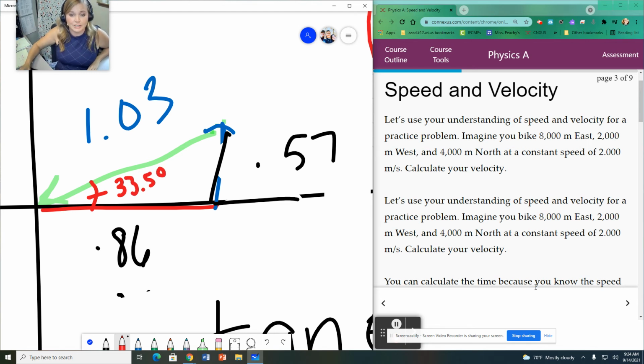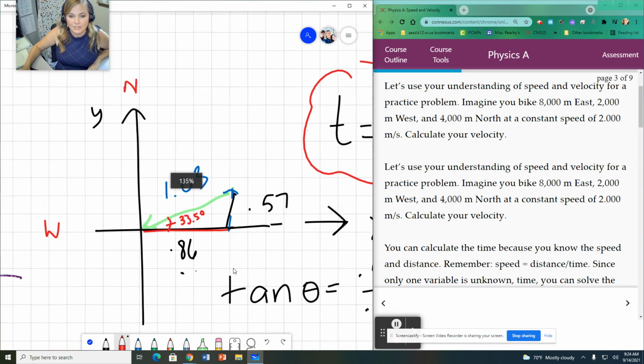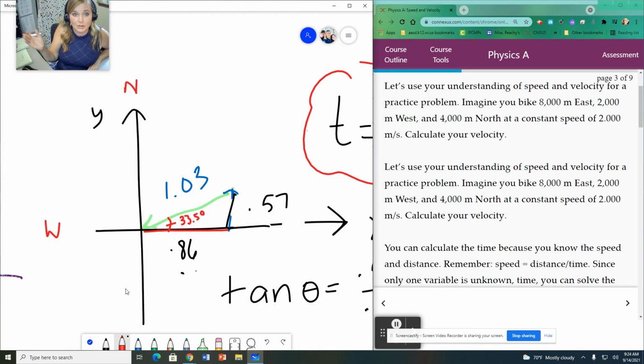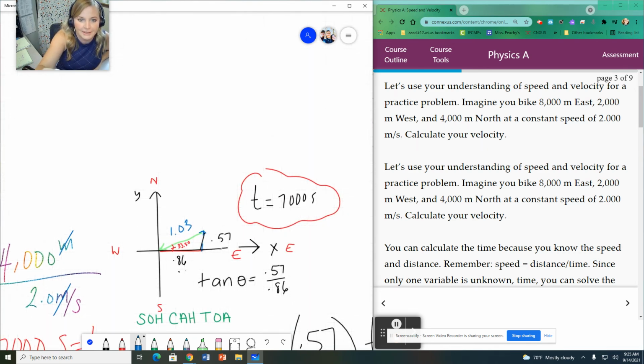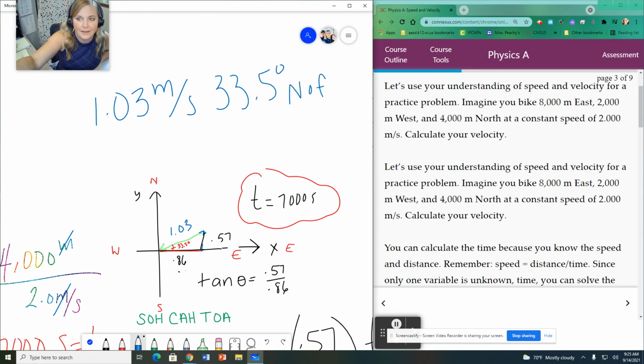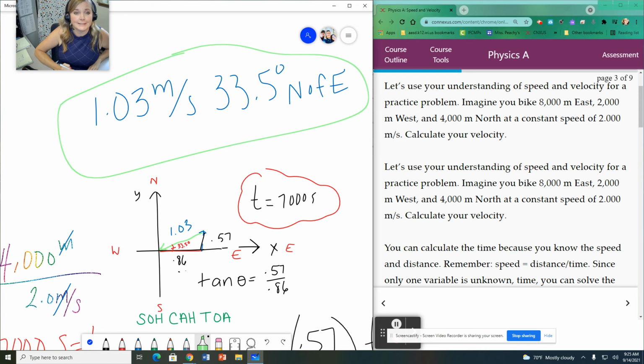Now, as far as directions go, we have to indicate compass directions. So this is 33.5 degrees to the north of east. When you look here, here's my east, right? And I'm going north of east by 33.5 degrees. So I would say that my velocity as a final answer is 1.03 meters per second at 33.5 degrees north of east. That is my final answer right there.